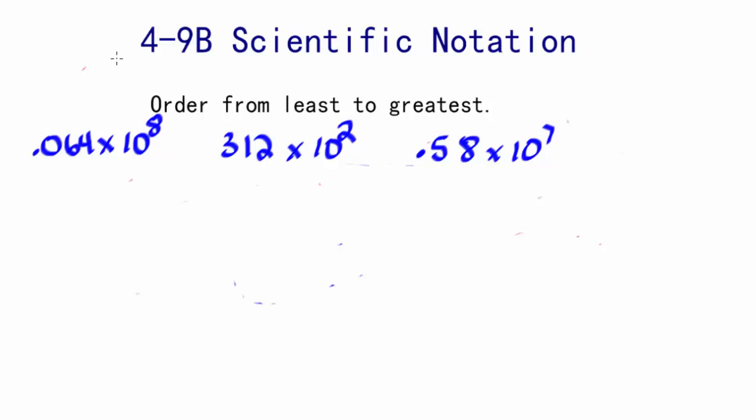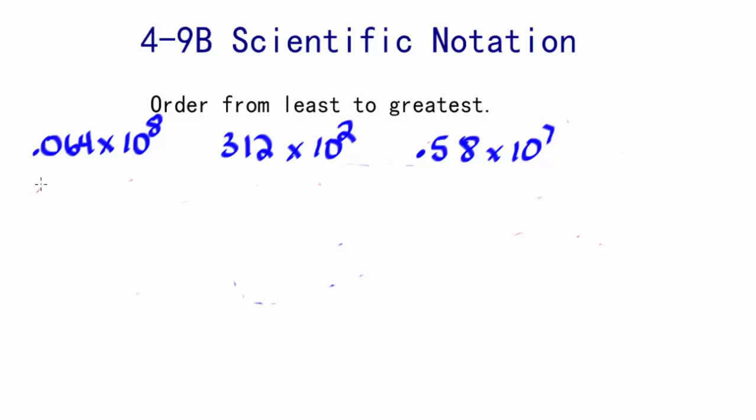So today we're going to do 4-9 scientific notation. With scientific notation, I wanted to split up the sections. I just thought it was a lot to put in one. So today we're going to order numbers from least to greatest that are in scientific notation. So when we look at these three numbers that are given, they're not technically in scientific notation yet. Remember that? So let's start with this first one.